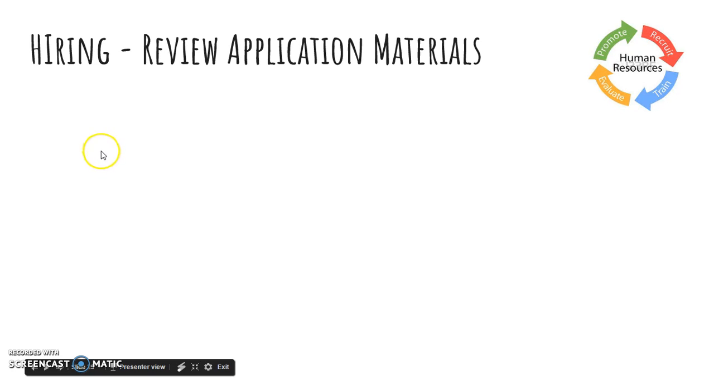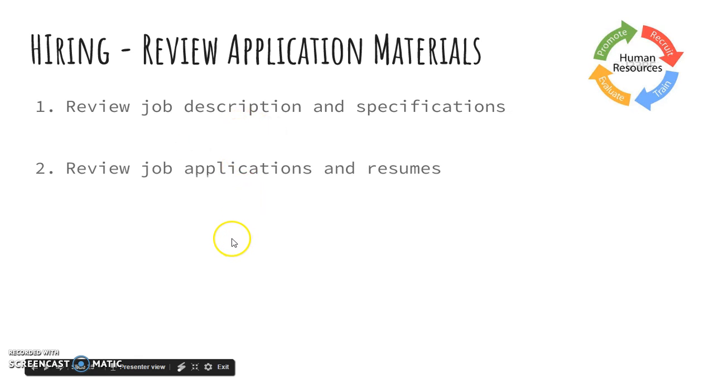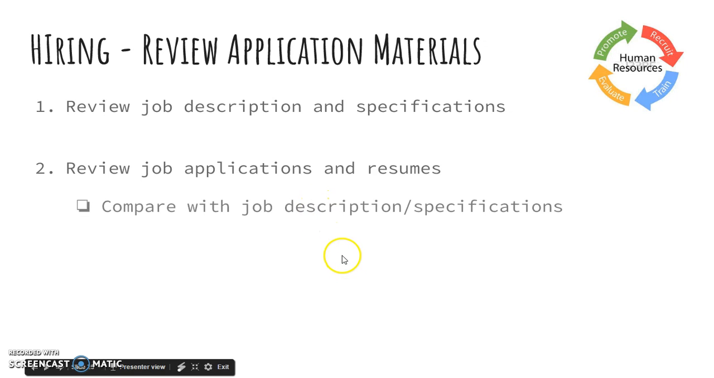All right, reviewing application materials. First thing that you want to do is review the job description and the specifications. Know what you're hiring for. Familiarize yourself with those particular descriptions and specifications before looking for potential employees. Review job applications and resumes. So take a look at some of the skill sets based off of the resume, possible job history, experience in this field or other fields, and how it's going to relate to this position.